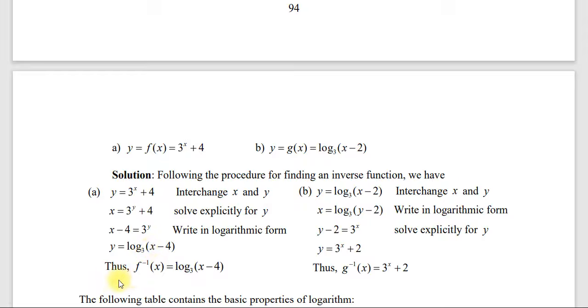ስለዚህ የf ኢንቨርስ ምን ሆነ ማለት ነው? log x minus 4 in base 3 ይሆናል ማለት ነው። የዚህኛውንም አሁንም x እና y መቀየር ነው። x which is equal to log y minus 2 in base 3.